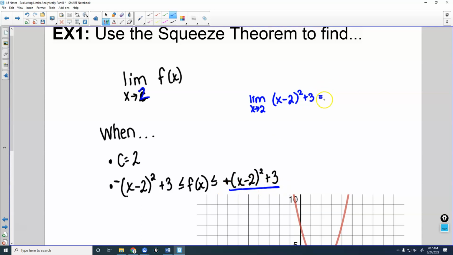And then this is a very simple limit. What do we need to do for it? Yep, just put the 2 in. So 2 minus 2, squared, plus 3. It's just going to give us 0 plus 3, so we get 3 as our limit for that.